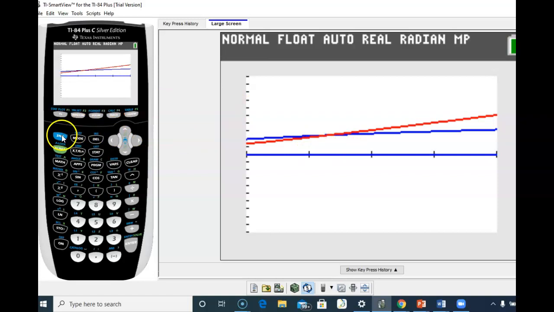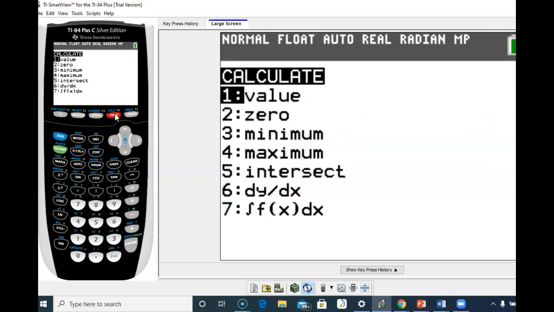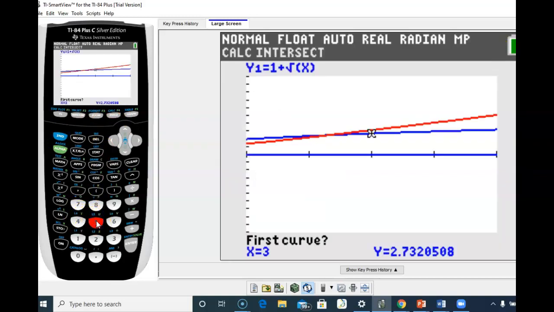So I'm going to do second and trace. Again, do not do just trace, do second and trace. We're finding the point of intersection. So we'll check our first curve. So here's our equation for our first curve. Our second curve looks correct. And then we're going to do our guess. So we can move the cursor down a little closer if we would like. Somewhere in there, and press enter. And here's our point of intersection. So the x coordinate is going to be the solution to those two equations being equal to each other.